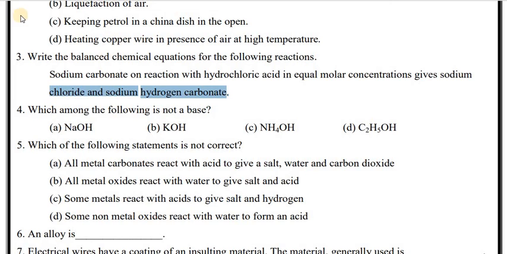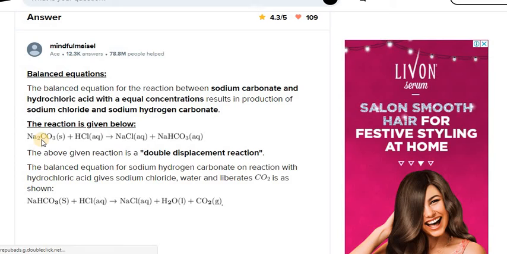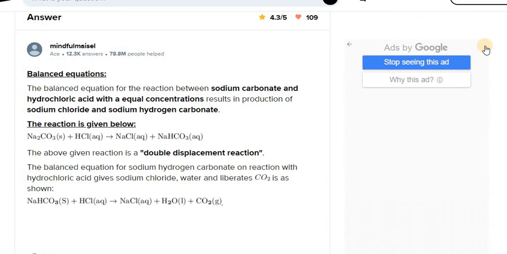So let's see the answer to the third question. The balanced equation for the reaction of sodium carbonate: the formula of sodium carbonate is Na2CO3, which reacts with hydrochloric acid, that is HCl, and in equal concentration results in the production of sodium chloride, that is NaCl, and sodium hydrogen carbonate, that is NaHCO3.